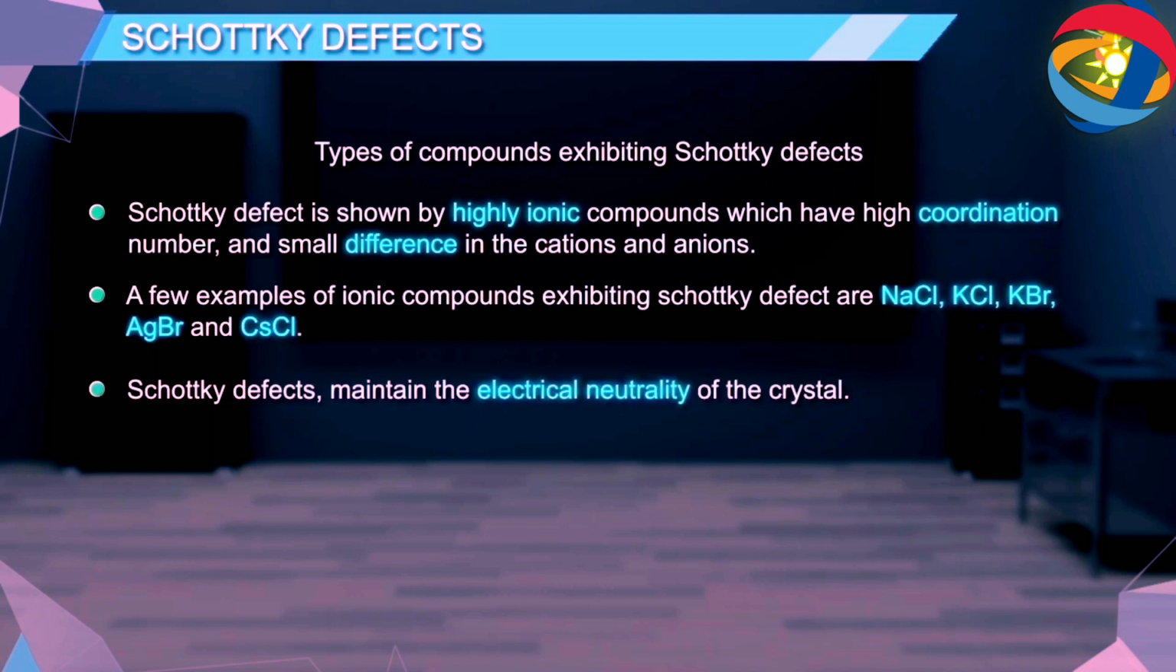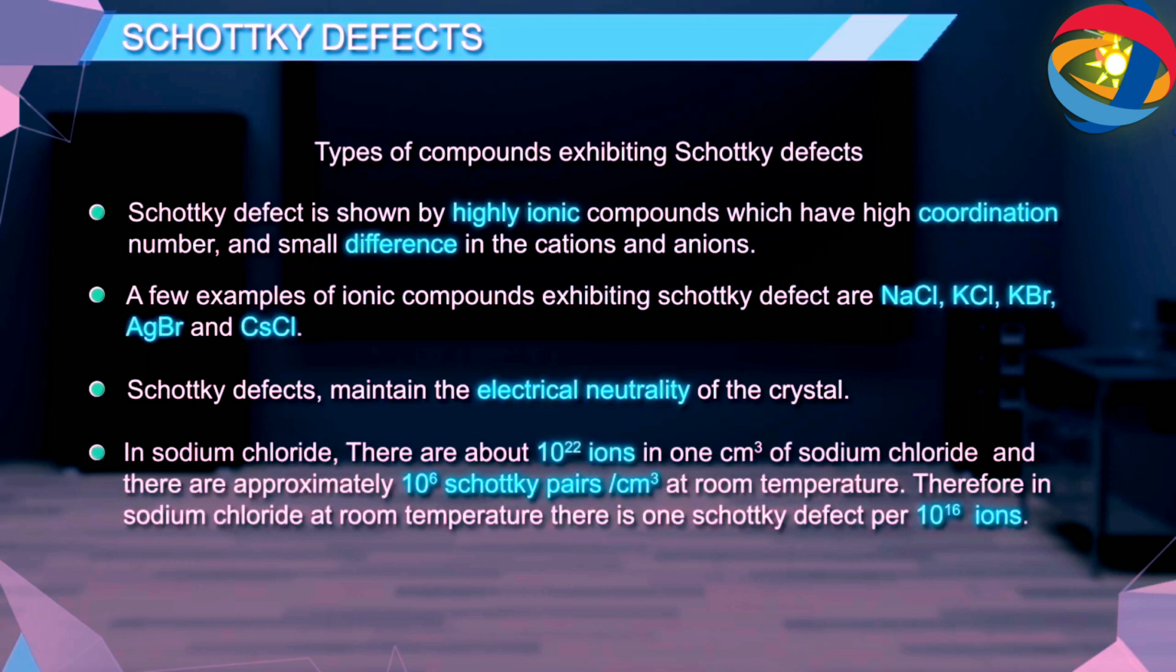Schottky defects maintain the electrical neutrality of the crystal. In sodium chloride, there are about 10^22 ions in 1 cubic centimeter, and there are approximately 10^6 Schottky pairs per cubic centimeter at room temperature. Therefore, in sodium chloride at room temperature, there is 1 Schottky defect per 10^16 ions.